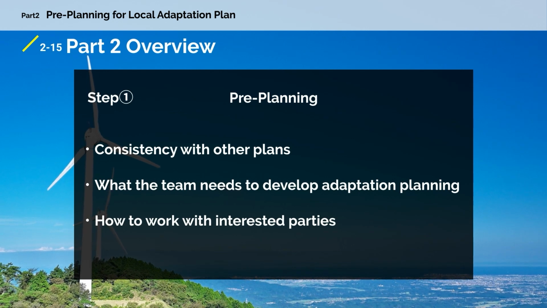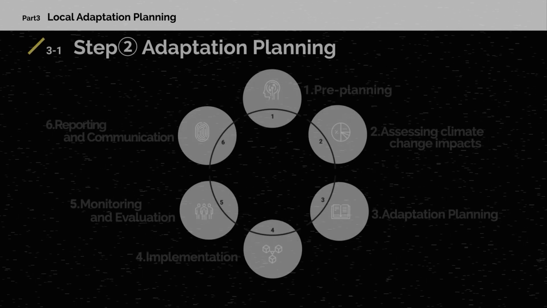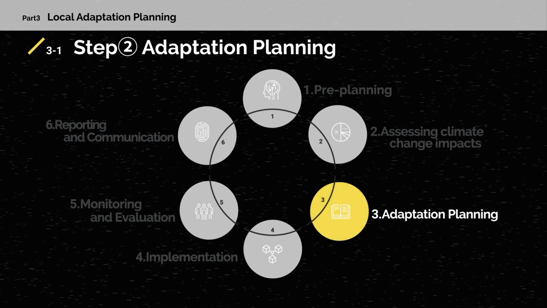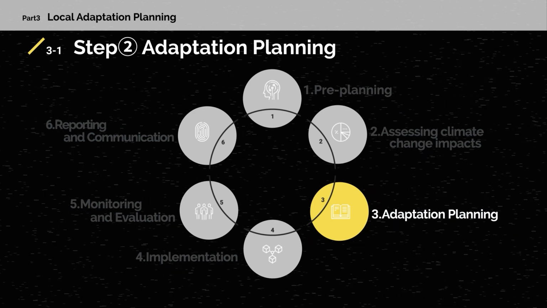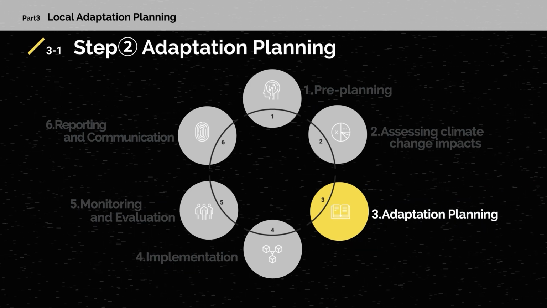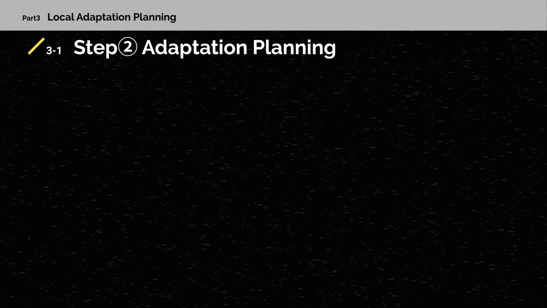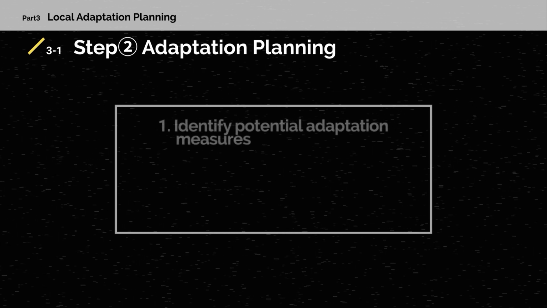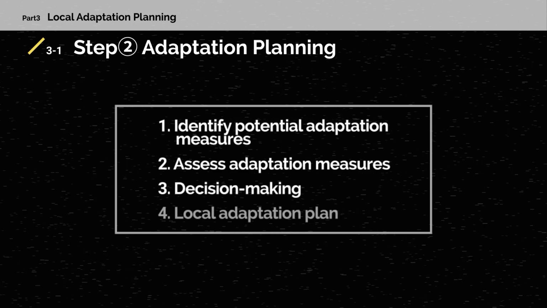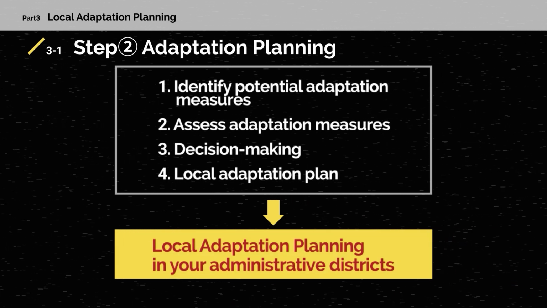In the next part, we will examine what the local government needs to do to develop an adaptation plan after pre-planning. Part 3 of this training will introduce usable tools and examples, as well as sample table contents in the adaptation plan for local municipalities that have already been planned by other cities in Japan, while focusing on what needs to be considered when local adaptation planning. This part corresponds to Part 3, Planning for Climate Change Adaptation of Module 2. This section centers on identifying potential adaptation measures, assessing adaptation measures, decision-making, local adaptation plan. With these points in mind, planning for your administrative districts as Step 2 is important.